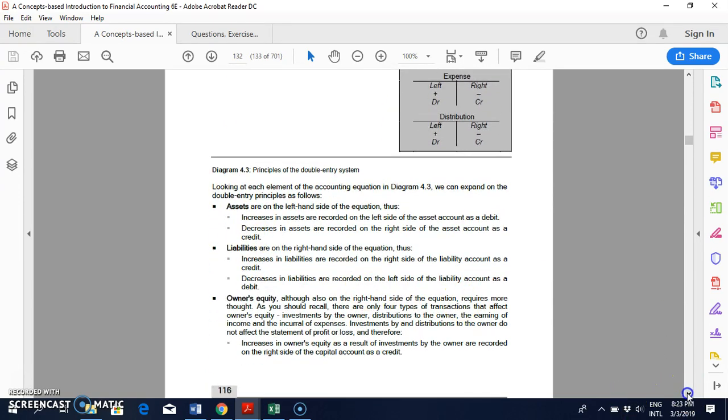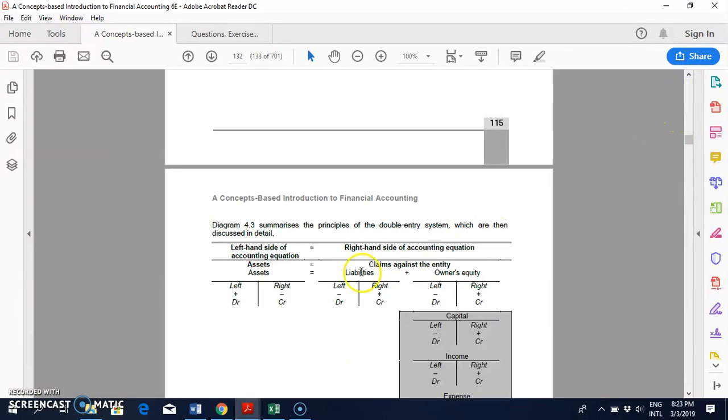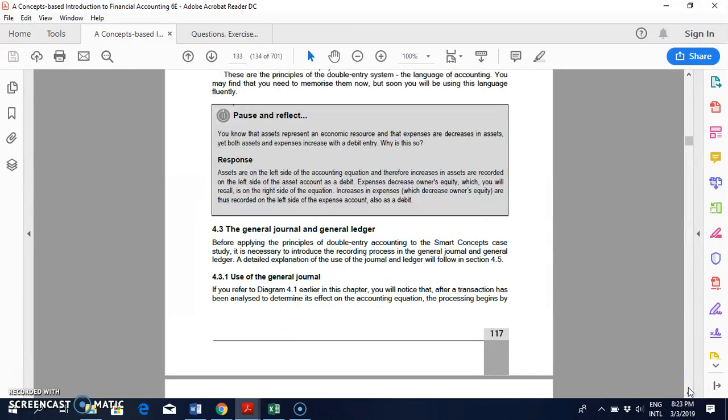So if we look at the text given on page 116, it says, assets on the left-hand side of the equation, thus an increase in assets is recorded on the left-hand side, as a debit, and a decrease in assets is recorded on the right-hand side as a credit. Liabilities on the right-hand side of the equation, thus an increase is recorded on the right-hand side and a decrease is recorded on the left-hand side. So we can see what they mean here. When they're saying this is the right-hand side of the equation, you see liabilities and equity on your right-hand side, which means they increase on the right-hand side. Assets is on the left-hand side, which means assets increase on the left-hand side and decrease on the right-hand side. So that's a nice way to look at it.